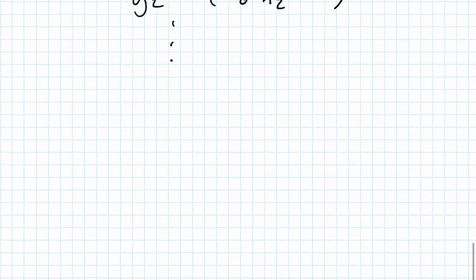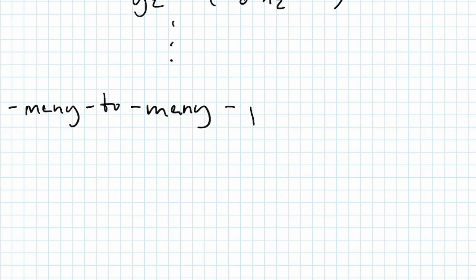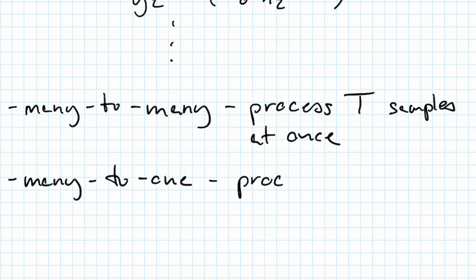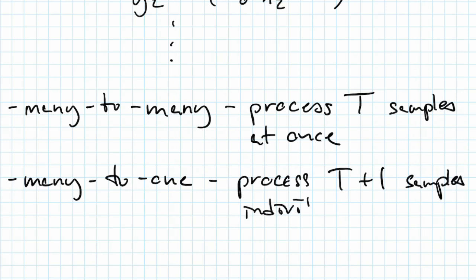Okay, so to summarize, many to many processes T samples at once versus many to one processes T plus 1 samples individually.